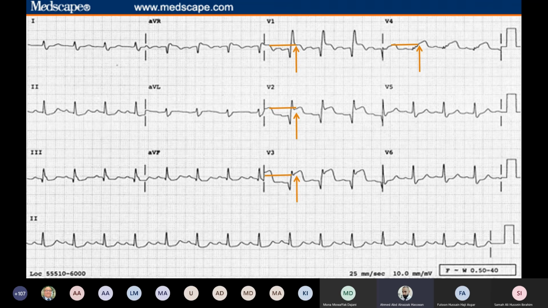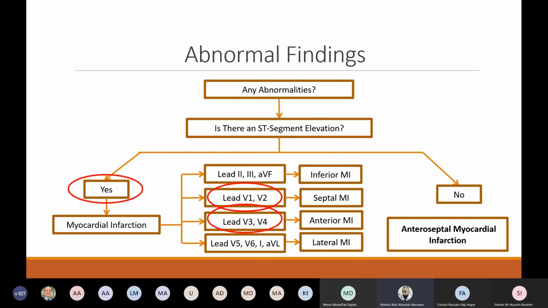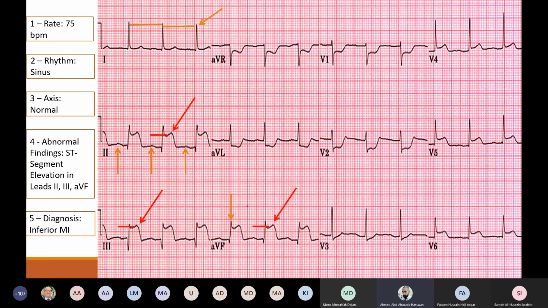So if we go back to our diagram, is there an ST segment elevation? Yes. So this is a myocardial infarction. Where is the location? It affected leads V1, V2, V3, V4. So this is affecting the septal wall and the anterior wall. So this is an anteroseptal myocardial infarction. Now just one last exercise. Let's put everything together now, the whole 5 points together.